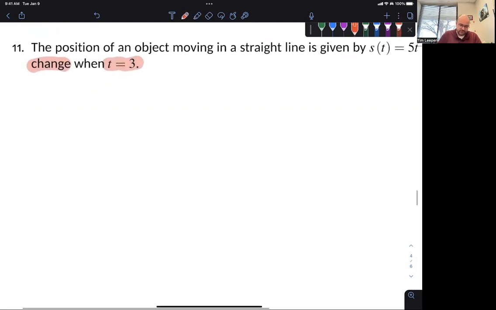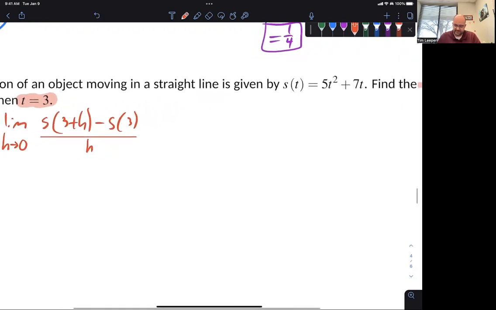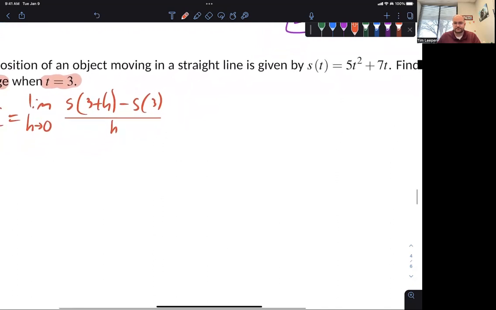So the instantaneous rate of change, by definition, is the limit as h goes to 0 (sorry, my apologies, I was thinking of another definition) of s of 3 plus h minus s of 3, and then all over h. Now, notice that s again is 5t squared plus 7t.